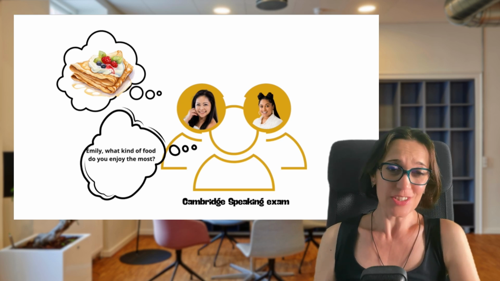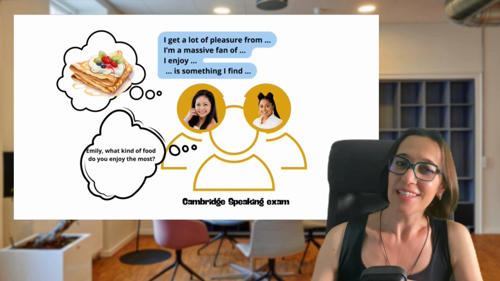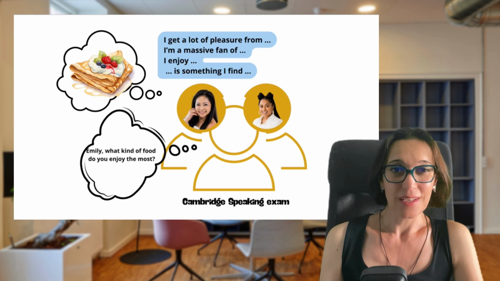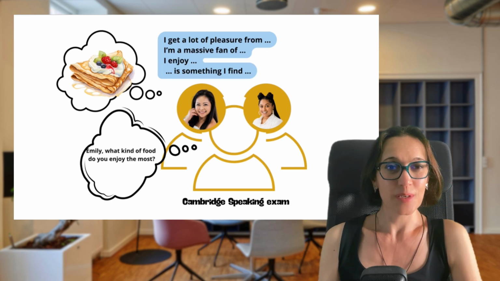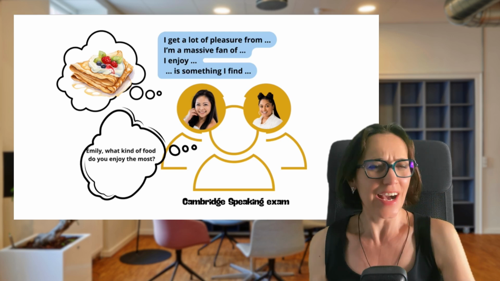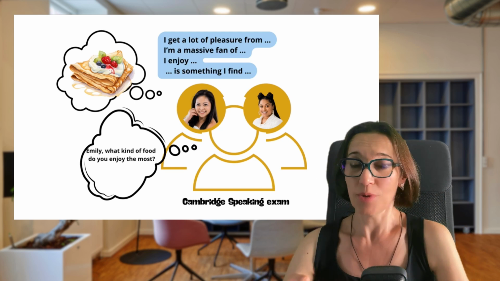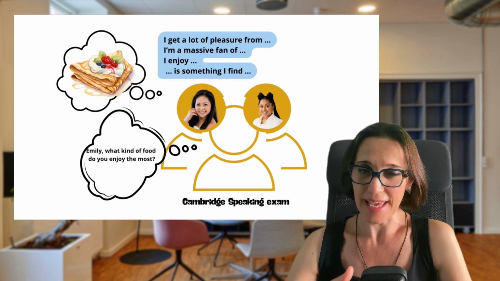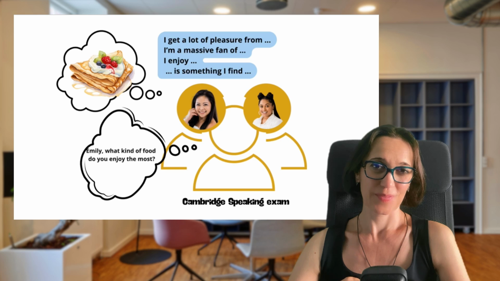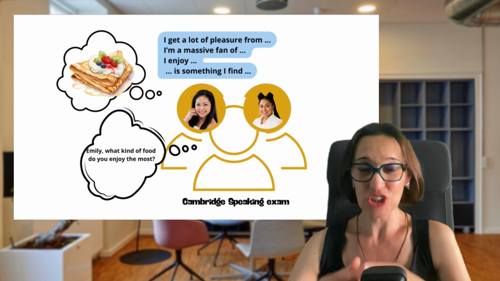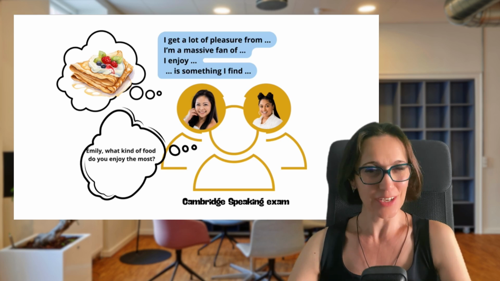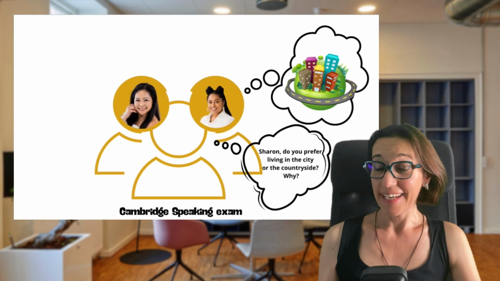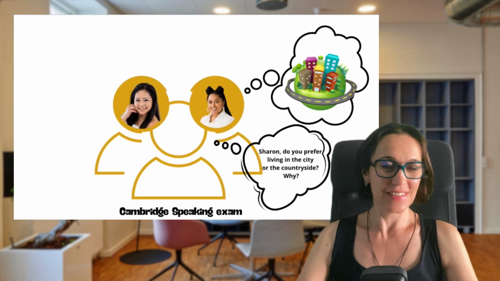Well, what expressions has Emily used? Here they are: I get a lot of pleasure from, I'm a massive fan of, I enjoy, and cooking is something I find, she said, relaxing and exciting. What level has Emily shown? Again, a good B2 level. Congrats, Emily. Let's hear now from Sharon.